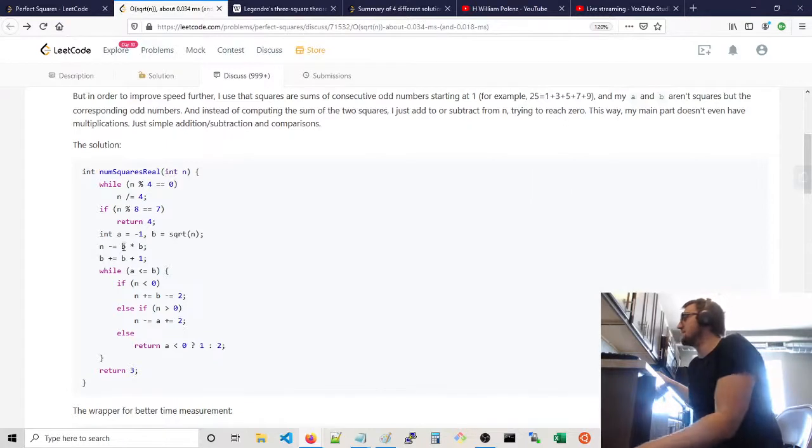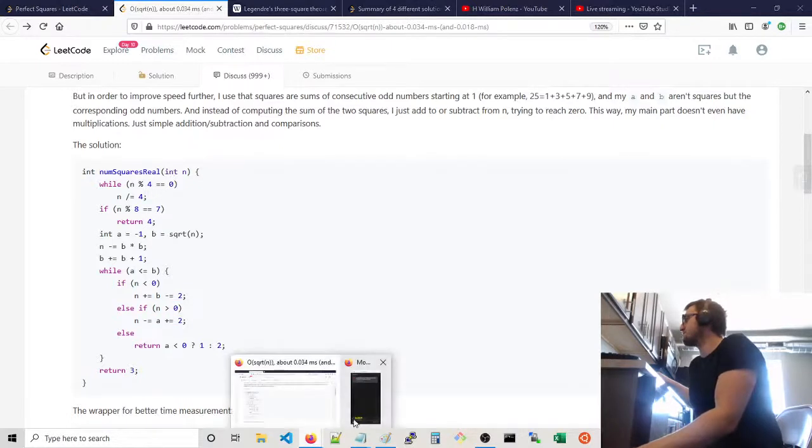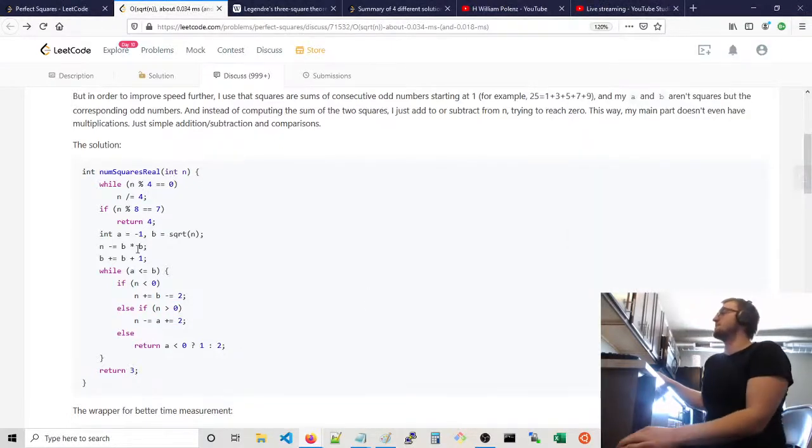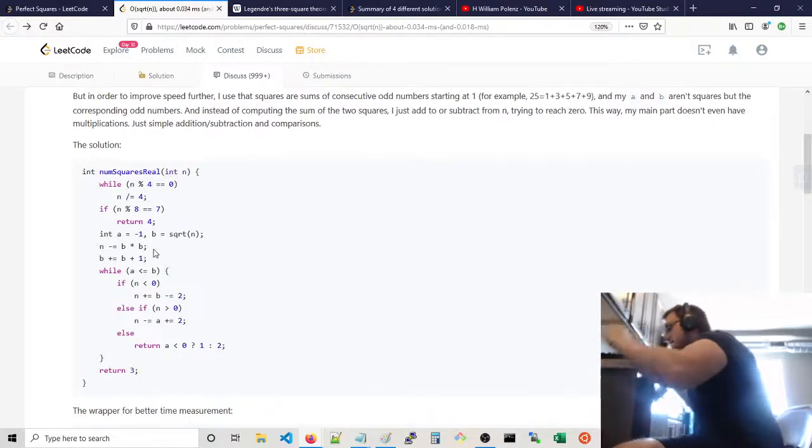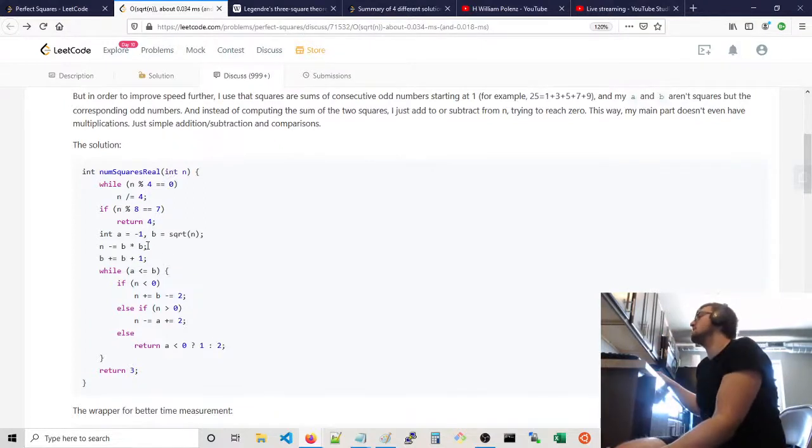Also, it's interesting. It looks like it never even does any multiplication. So his is even faster than I'm thinking, because he doesn't actually consider the squares themselves. He actually does something unusual. He does literally the odd numbers only.